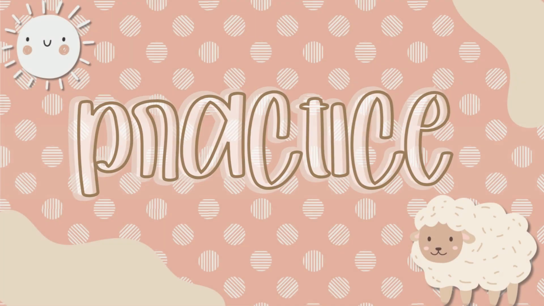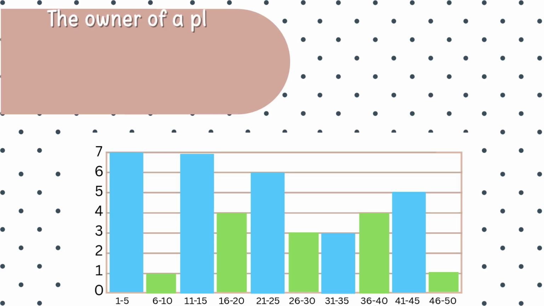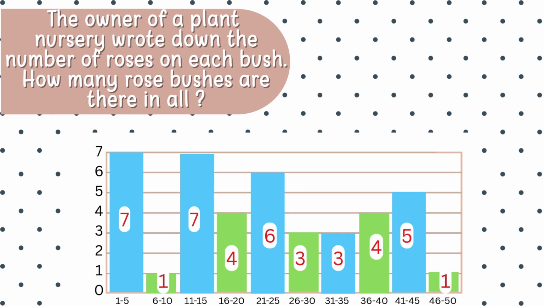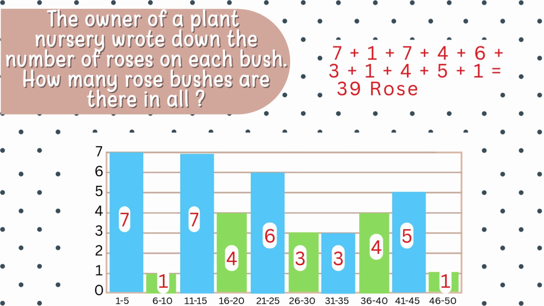So let's practice looking at some more data representations. The owner of a plant nursery wrote down the number of bushes on each bush. How many rose bushes are there in all? So we just need to count the number that each bar represents. So we see that the first blue line represents 7 bushes, the next one shows 1, and then we have 7, 4, 6, 3, 3, 4, 5, and 1. So to find the total rose bushes in all, we can just add them together. So we get an answer of 39 total rose bushes.